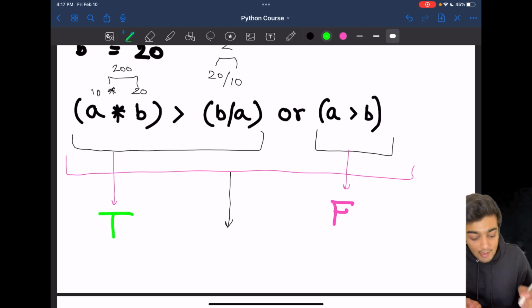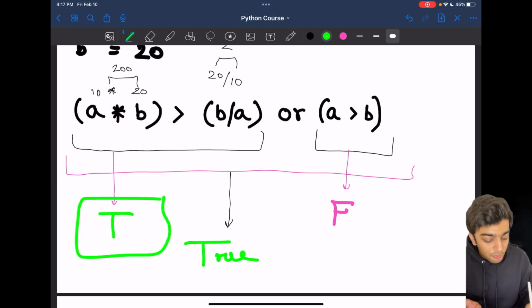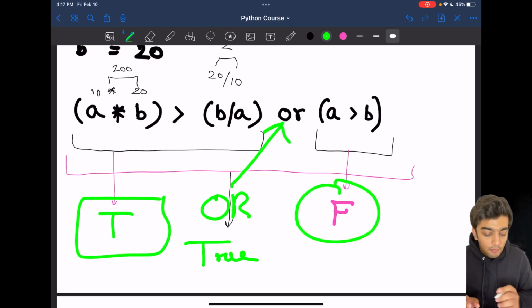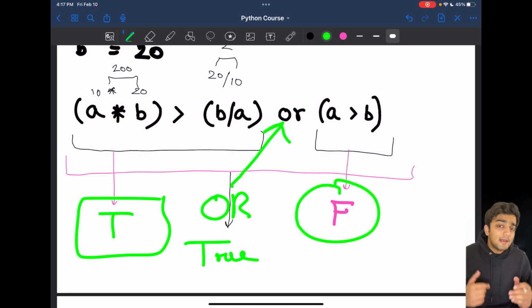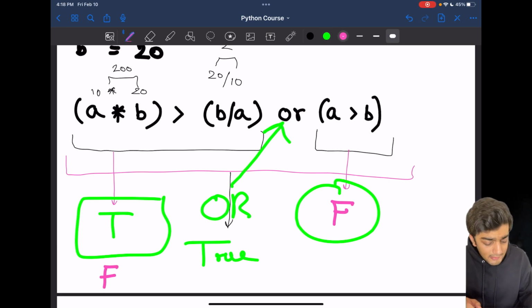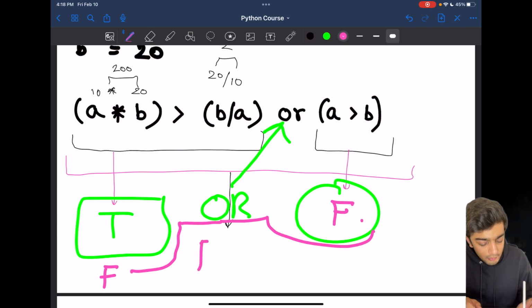So in this case, our final value is going to be true. Why? Because it's either true or false. So if it's true or false, it'll always return true. But in a case where this was also false and this was also false, right? So if it was false or false, then this condition would return a false value.